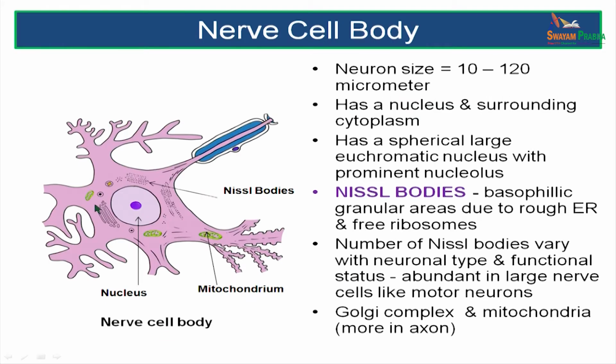If you look at the close-up of the nerve cell body, it has a nucleus in the center and you can see the dendrites here. There are various organelles like the mitochondria, the green structures that you see here, and the endoplasmic reticulum and a Golgi apparatus. The endoplasmic reticulum and ribosomes make up collections that we call the Nissl bodies. The Golgi complex and mitochondria are more in number in the axon of a neuron.